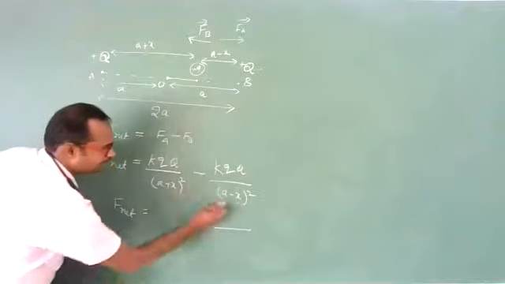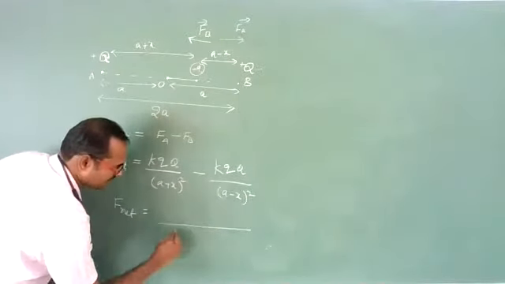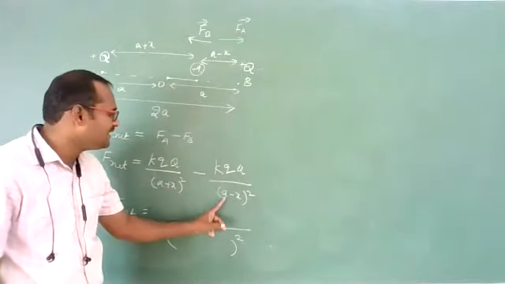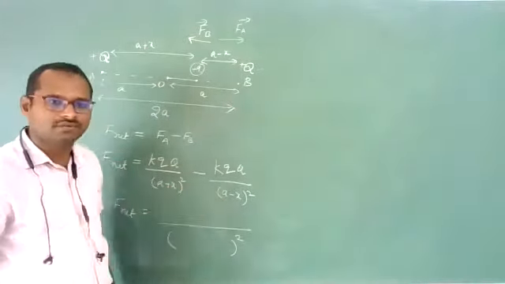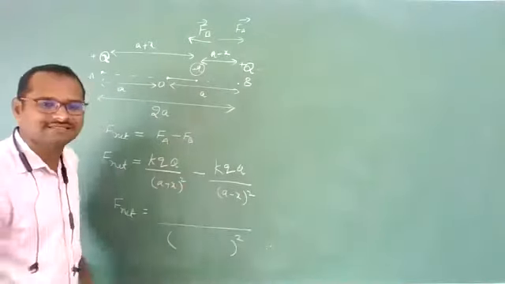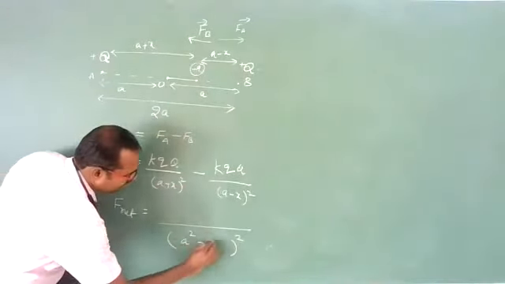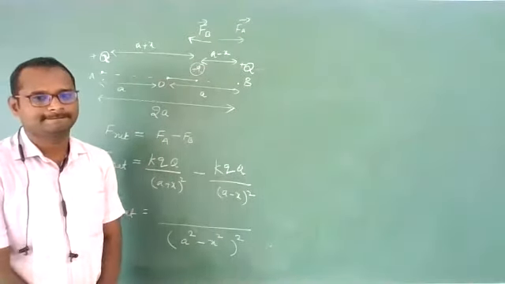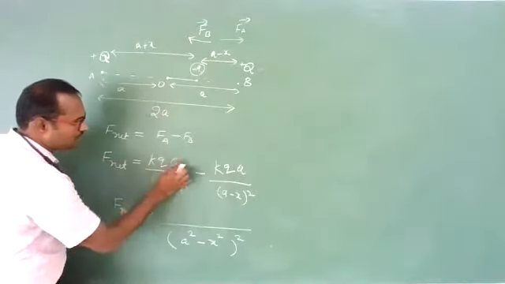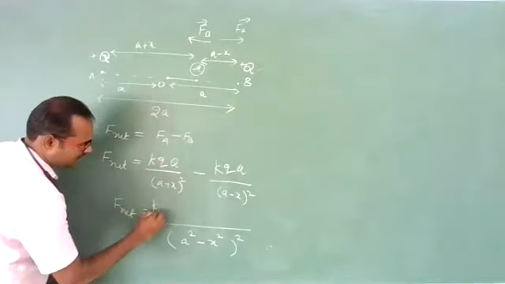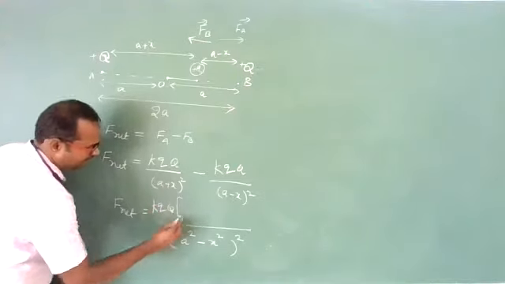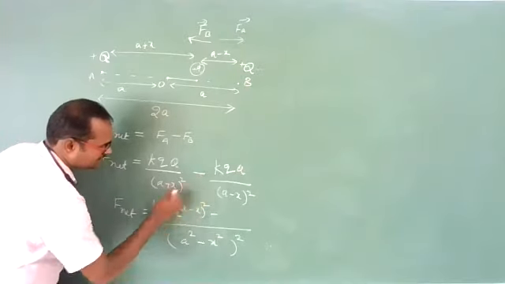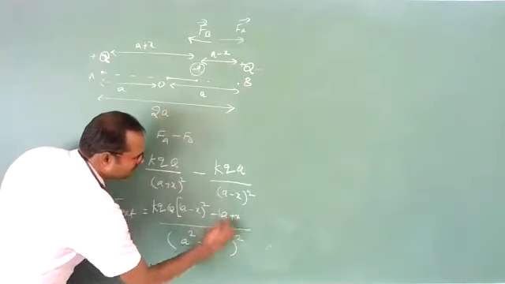What will be the LCM? Here square is there, here square is there, so one square is common. Now we have a plus x and a minus x. Multiply it. A plus x into a minus x is nothing but a square minus x square. Are you getting, students? Here kQ is common. Cross multiply: a minus x whole square minus a plus x whole square.